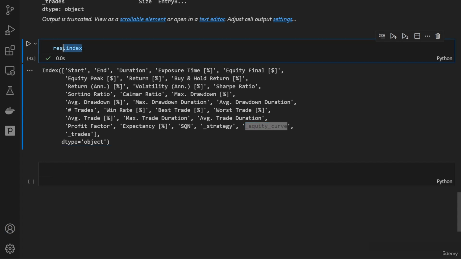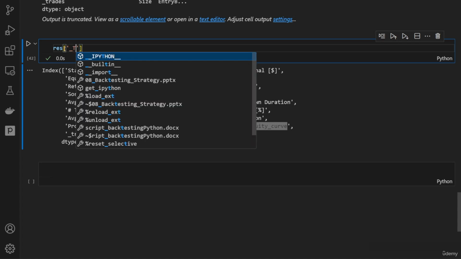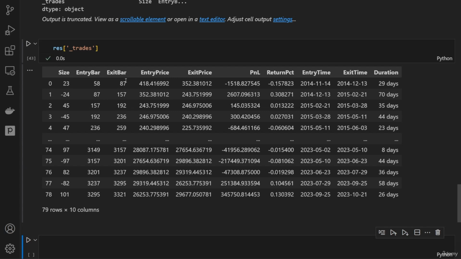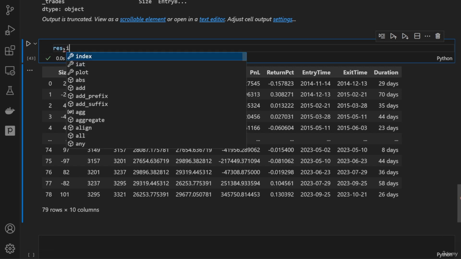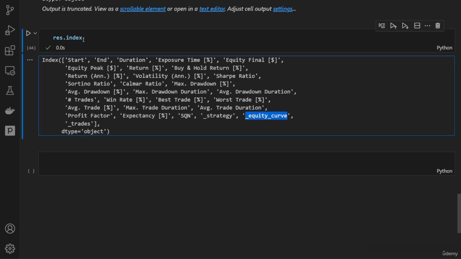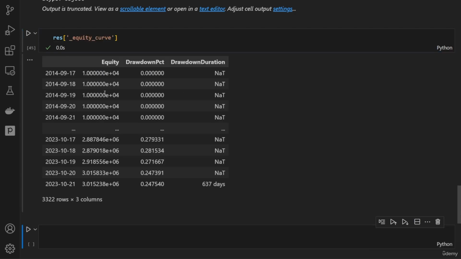So the trades, we've already seen how to use it. So I can simply use the brackets and underscore trades. There we go. So we have access to all the trades that we have. And the other one that we need to investigate is the equity curve as well. Let's check the data within this. And here we go. So we have the value of the equity and how it's changing with the index, which is the date. So along the time, covering the whole data set that we have.